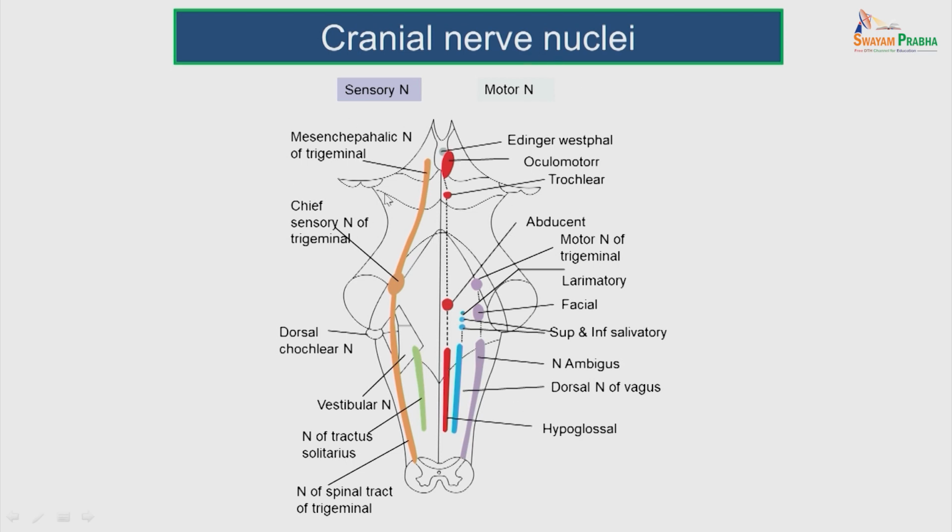Let us see what the sensory components are. We have the mesencephalic nucleus of trigeminal in the midbrain, then the chief sensory nucleus of trigeminal in the pons. Then the cochlear and vestibular nuclei in the pons, as well as a little bit extending to the upper part of the medulla. Then the nucleus of the tractus solitarius extends in the medulla and into the lower part of the pons, and the nucleus of the spinal tract of trigeminal nerve, as you can see, extends completely from the medulla up to the midbrain. So, these are the sensory nuclei that we see, and you can also see there is a connection among these sensory nuclei.